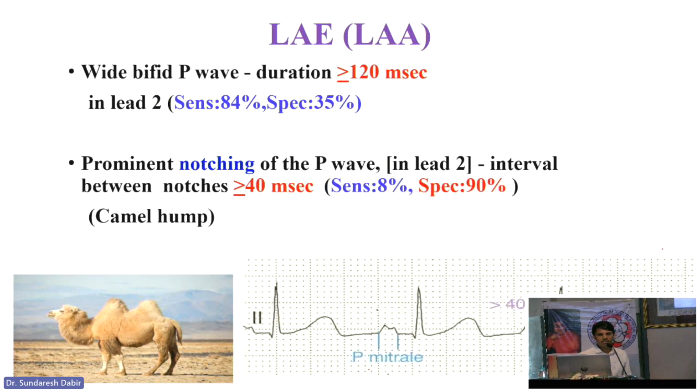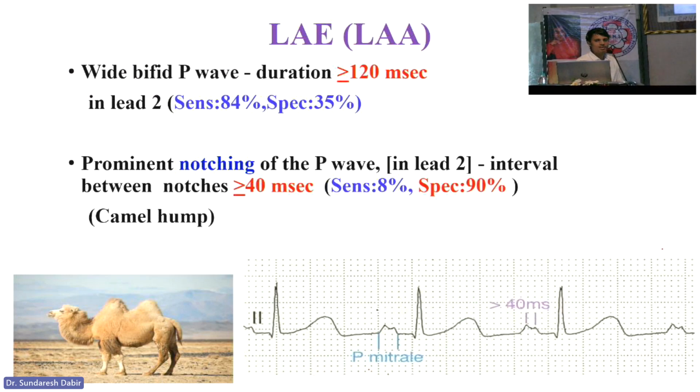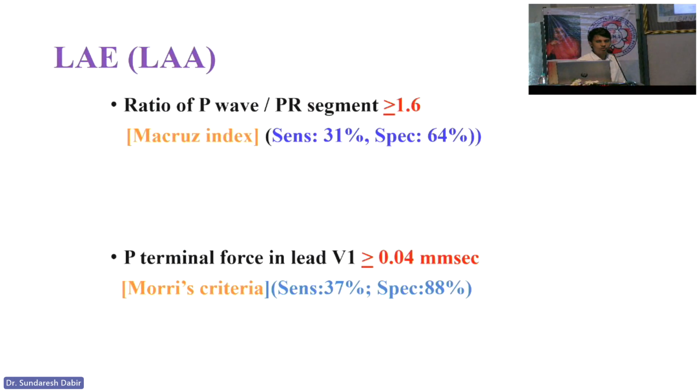In left atrial enlargement, other signs are the Macruz index and the Morris index. This is the classic sign in which the ratio of P wave duration to PR segment is more than or equal to 1.6, and if the P terminal force in lead V1 is more than 0.04, it is the Morris index, Morris criteria. There is a sensitivity of around 100% when the interval between two notches is 0.04 second, and the highest sensitivity is with the Morris index.